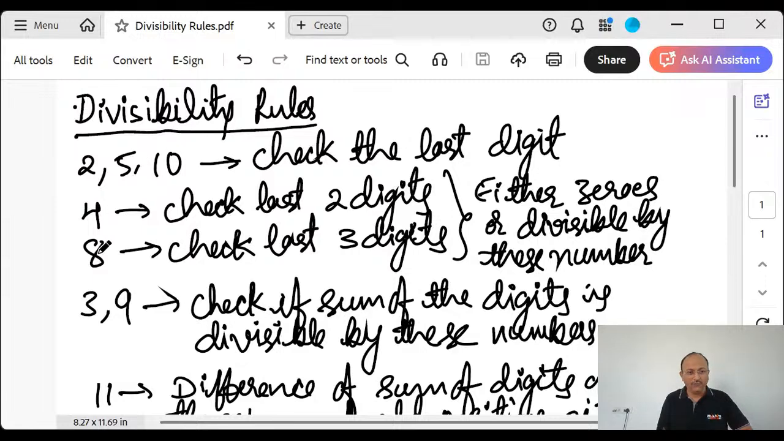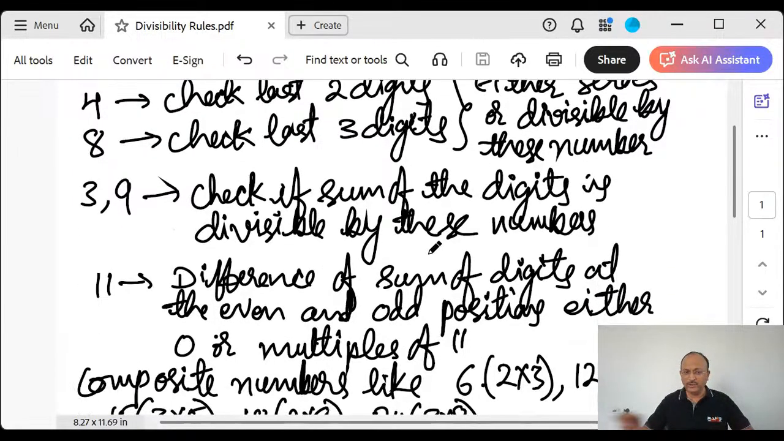Correct? No? For 4 and 8, what we'll do? For 4, we'll check the last 2 digits whether they are divisible by 4. For 8, last 3 digits, whether it is divisible by 8 or not. Then for 3 and 9, we are going to add all the digits and check if the sum of the digits is either divisible by 3 or 9 respectively. This file, I'm going to send it in the group.